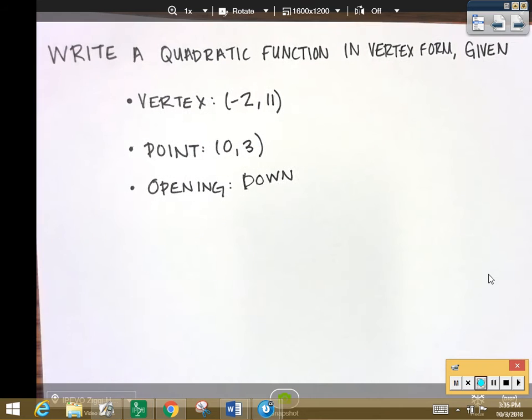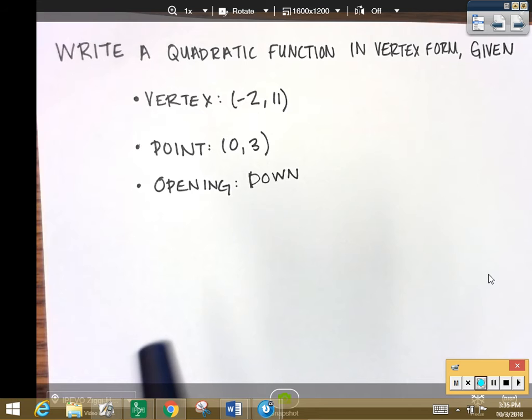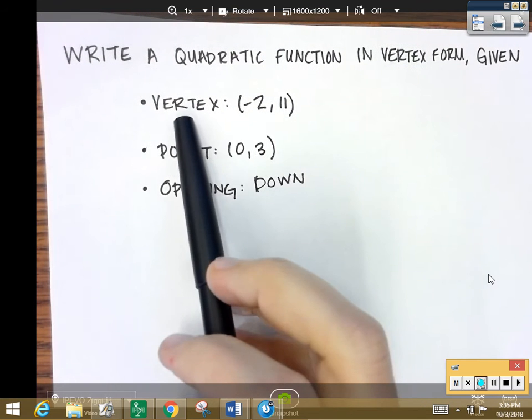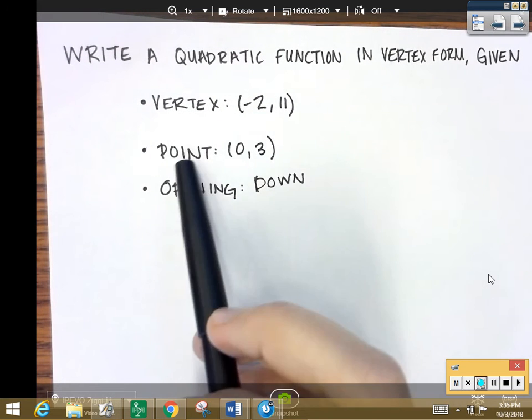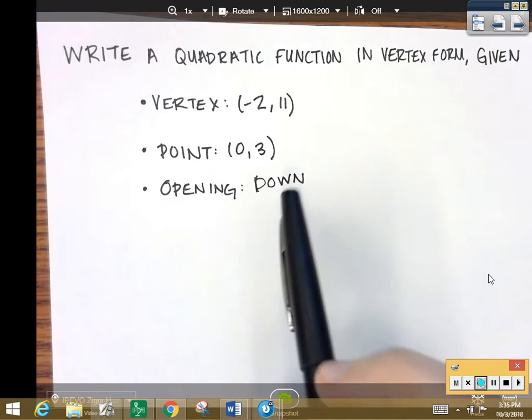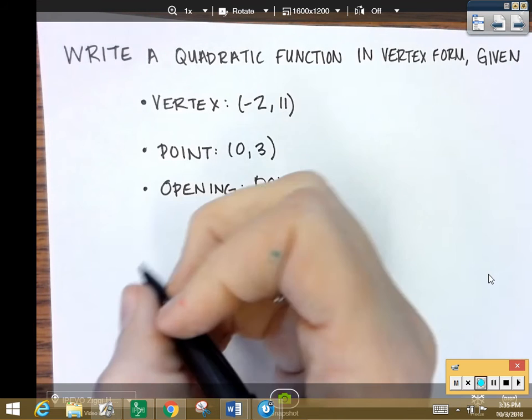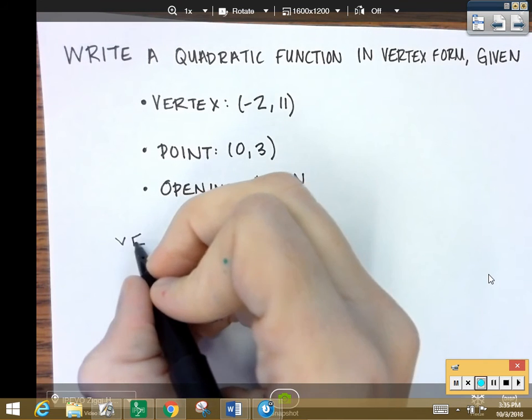Alright guys, so today we're going to write a quadratic function in vertex form given the following clues or information. We're given a vertex of -2, 11, a point of 0, 3, and an opening of down. So the very first thing I'm going to do is go ahead and just write out my vertex form.